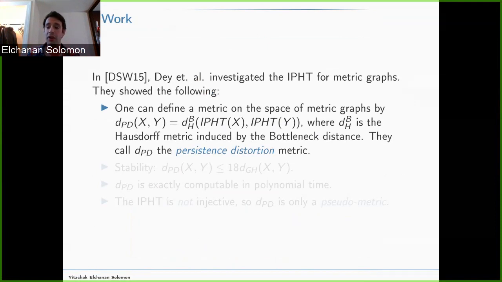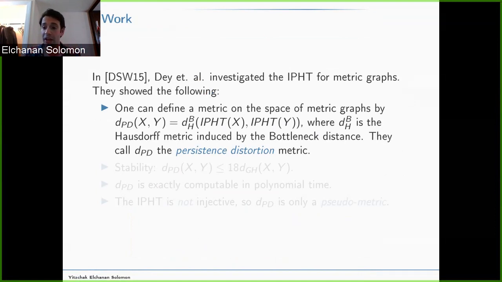You take two metric graphs, you apply the intrinsic persistent homology transform to get two compact subsets of barcode space. Now, the space of compact subsets of a space has a metric, the Hausdorff metric. So now that you have these two subsets, you can compare them with the Hausdorff metric, in this case induced by the bottleneck distance. So this gives you a way of getting a sense of distance between two metric graphs.